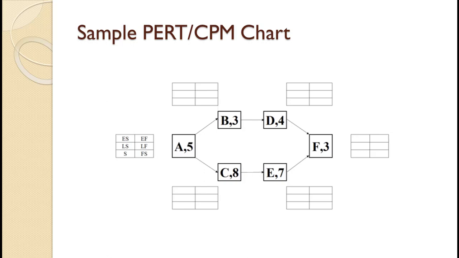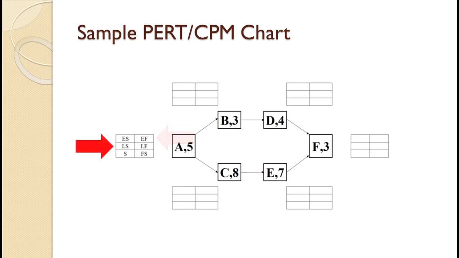Notice that each activity has a 6-cell grid associated with it. This grid shows the 6 numbers that we will be calculating for each activity. 1. Early start time. This is the earliest an activity can start based on the activities that precede it. 2. Early finish time. This is the earliest an activity can be finished.